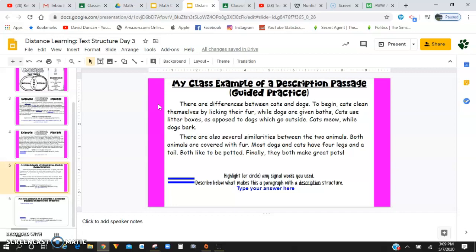There are also several similarities between the two animals. Both animals are covered with fur. Most dogs and cats have 4 legs and a tail. Both like to be petted. Finally, they both make great pets. So 2 signal words I used in here. The first one would be differences.